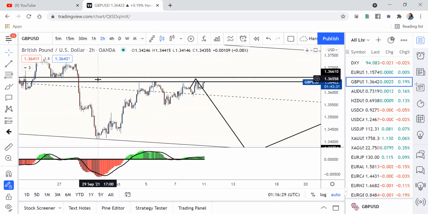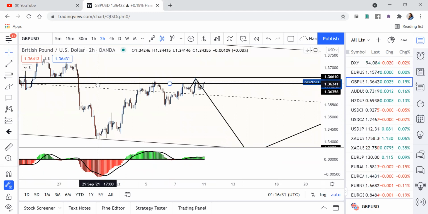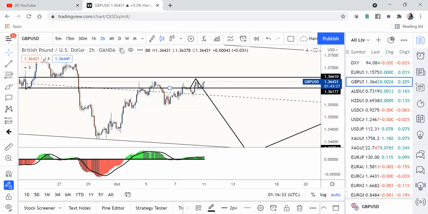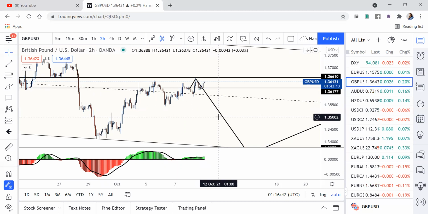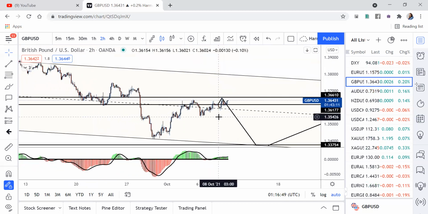Let me just identify the imbalance here for you guys. This is the imbalance. This is the imbalance candle, right? And this is the imbalance here. So I am looking for GU to sell, right? I'm looking for GU to sell.